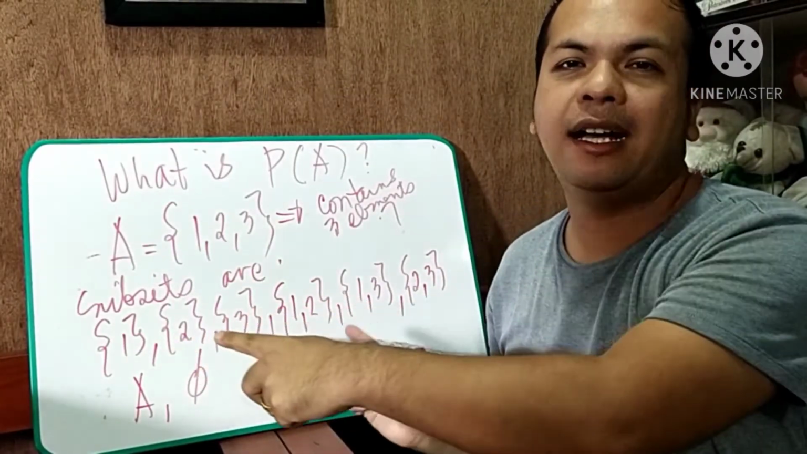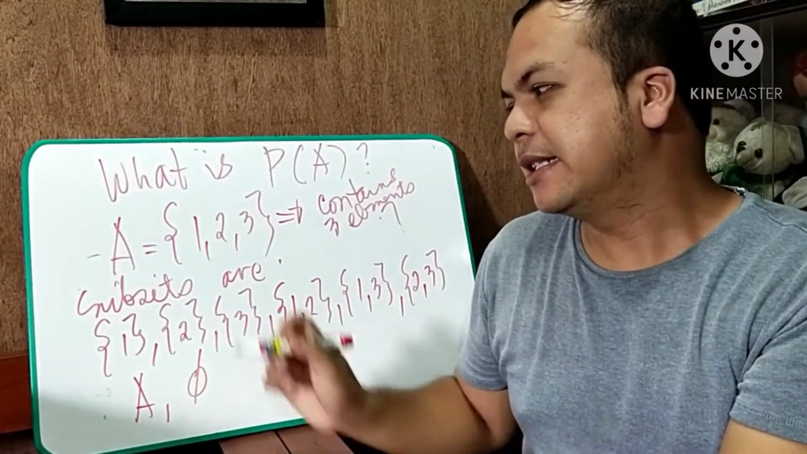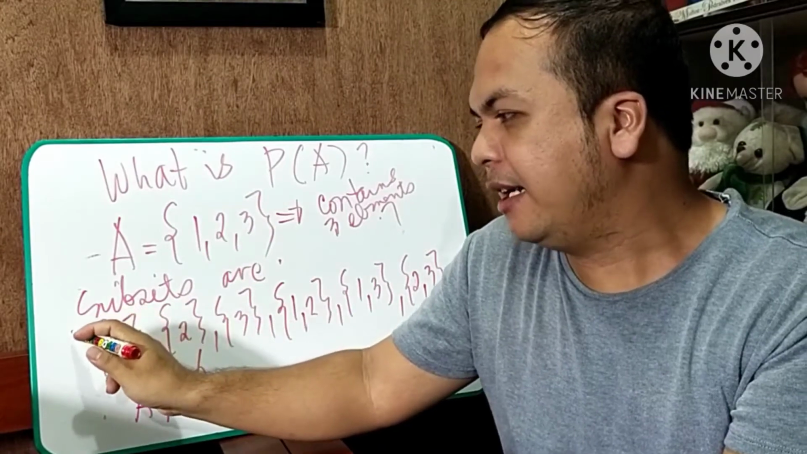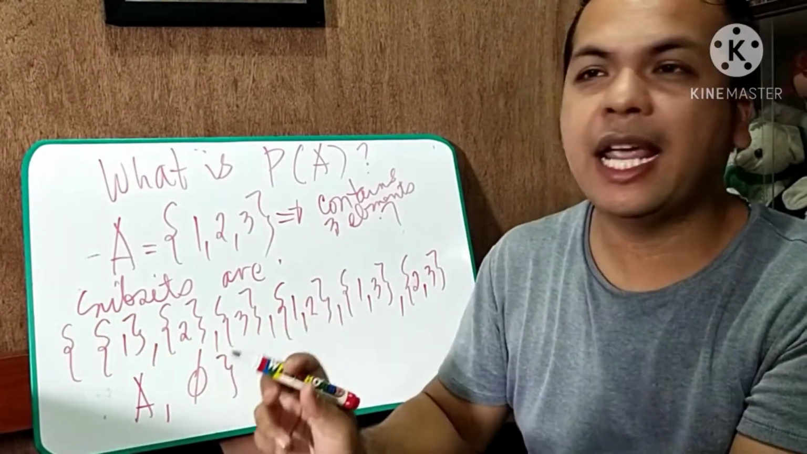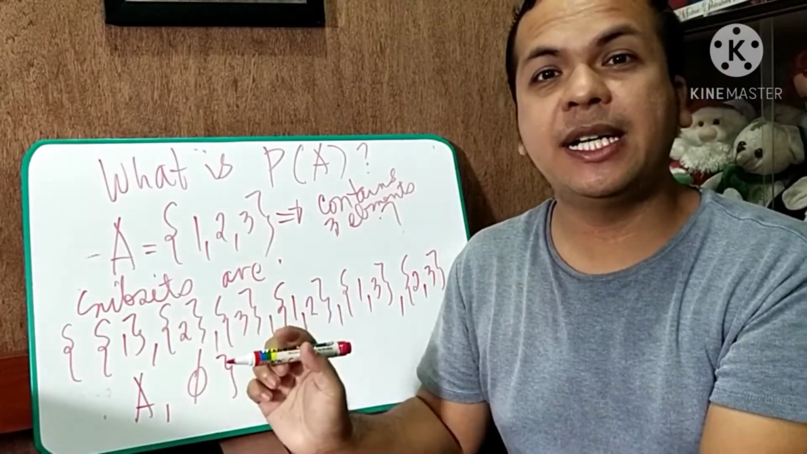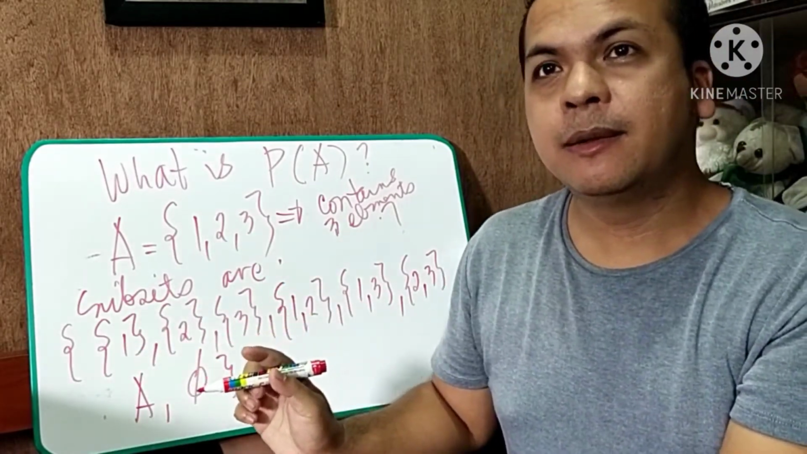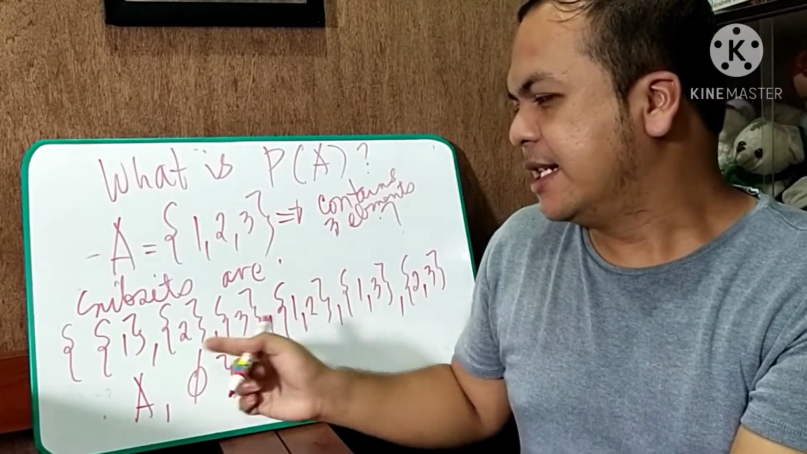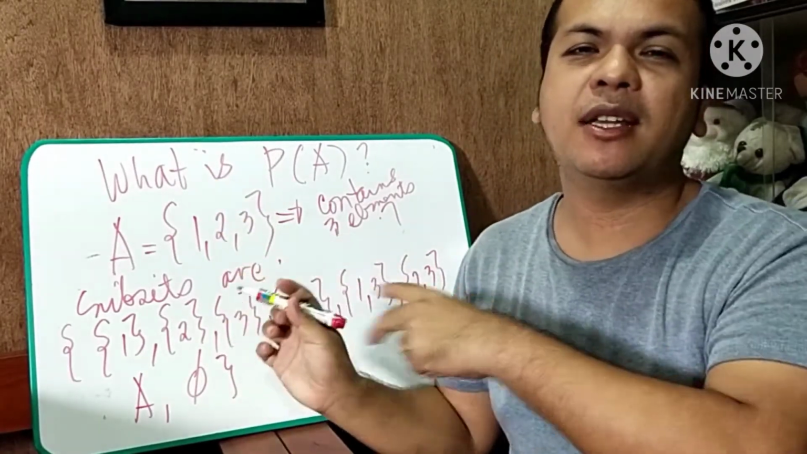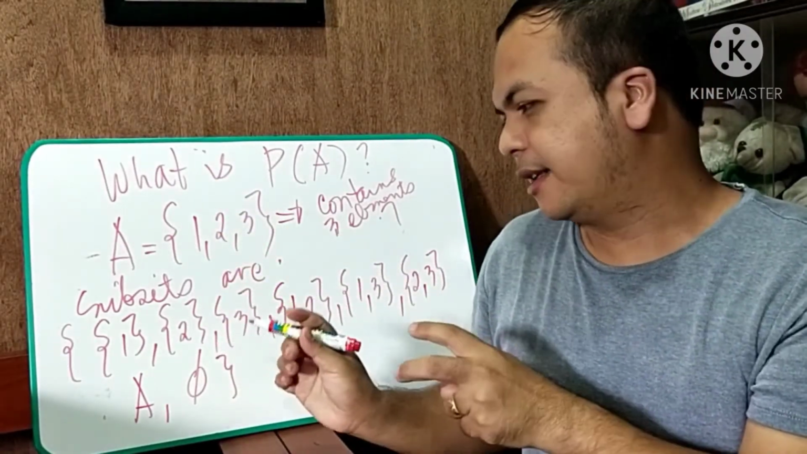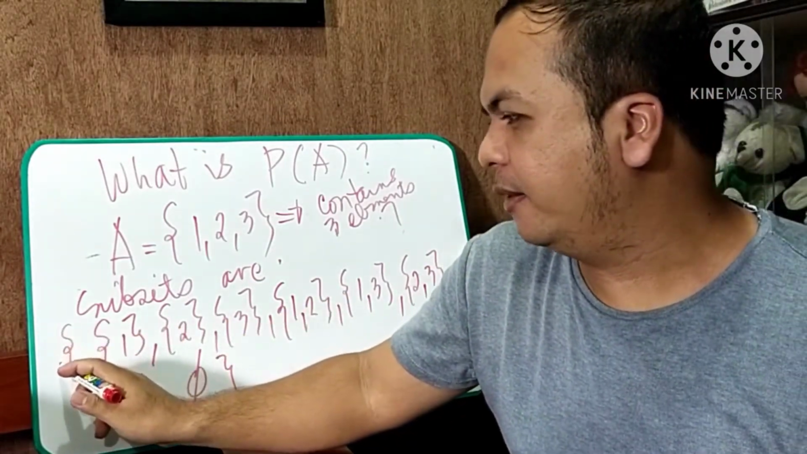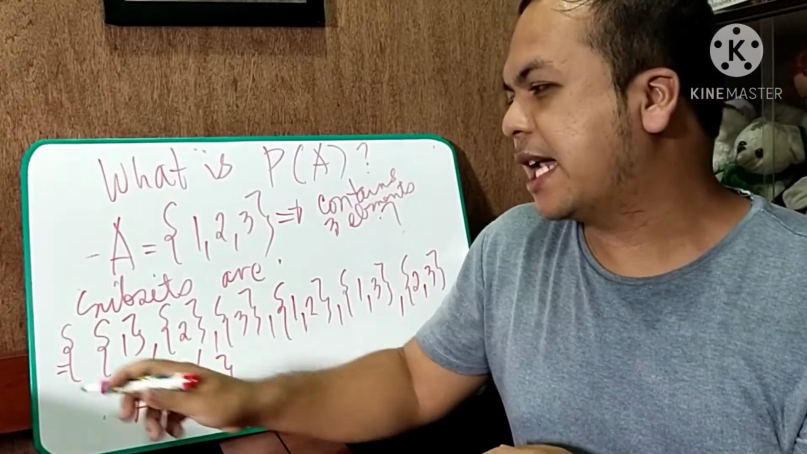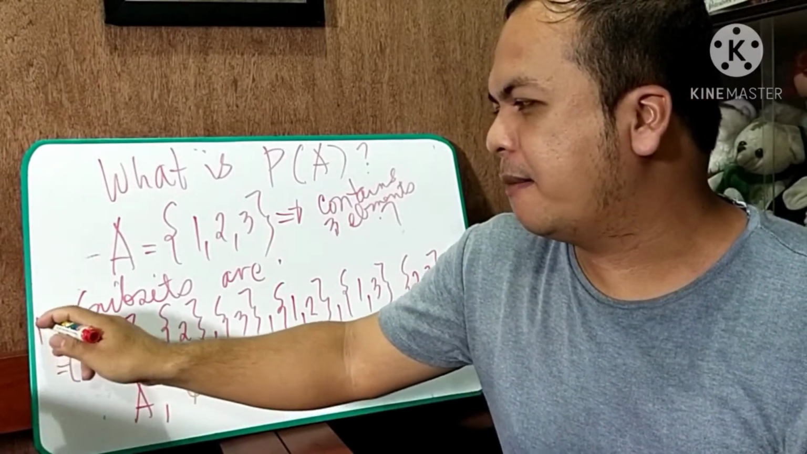okay, listed down subsets ng ito. Okay? Anong tawag dito? You have curly braces. Okay? So, na-enclose natin itong mga subsets na to sa ng curly braces. Now, we will equate natin to sa okay, P of A.